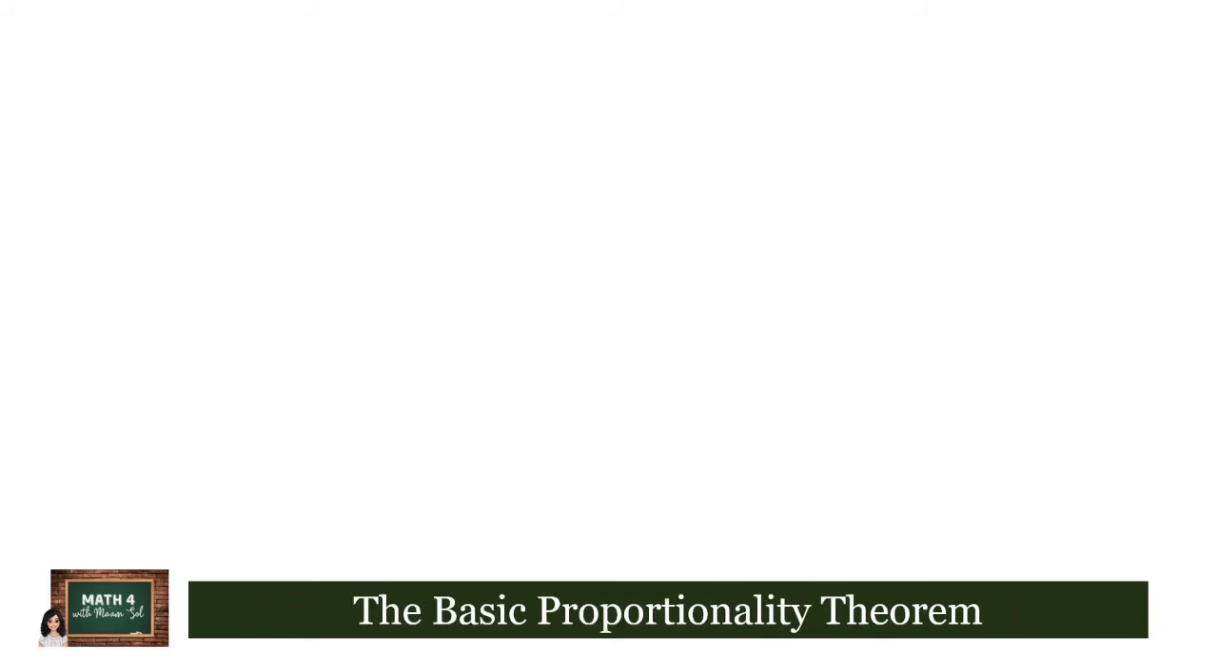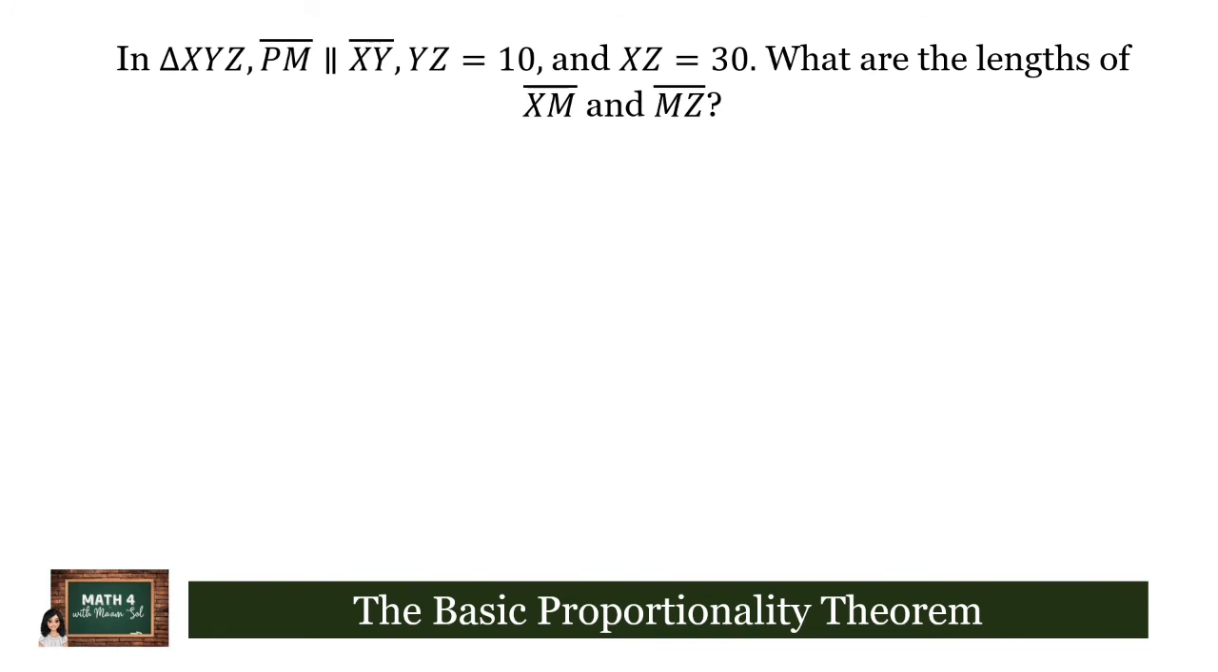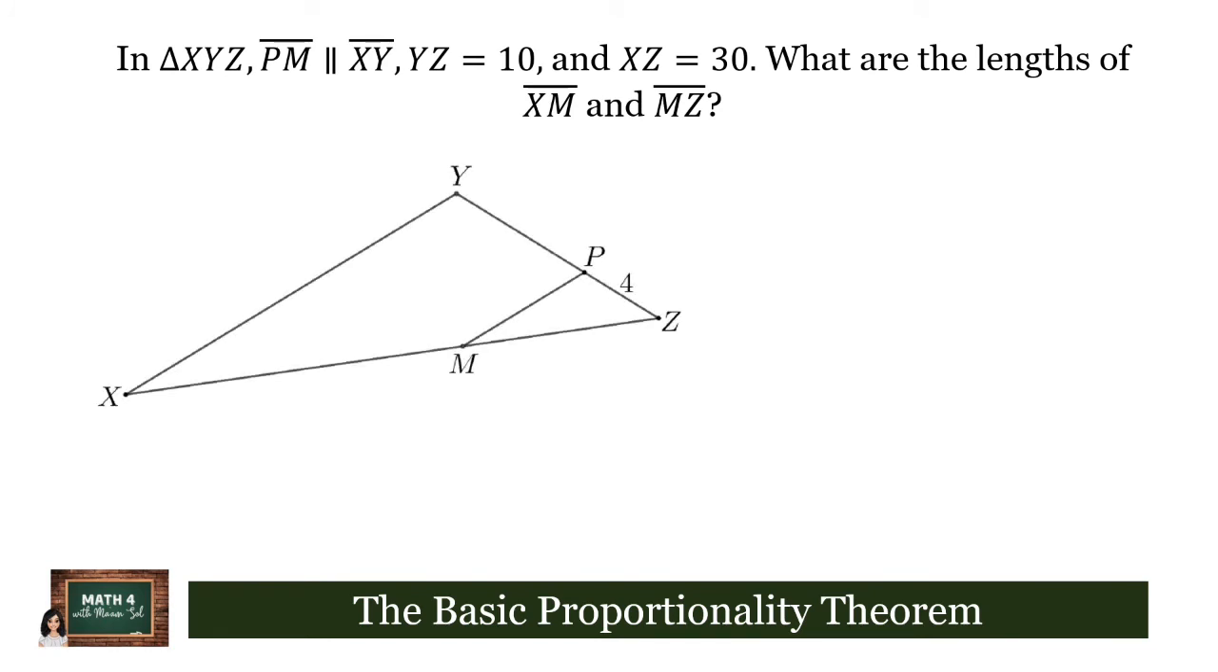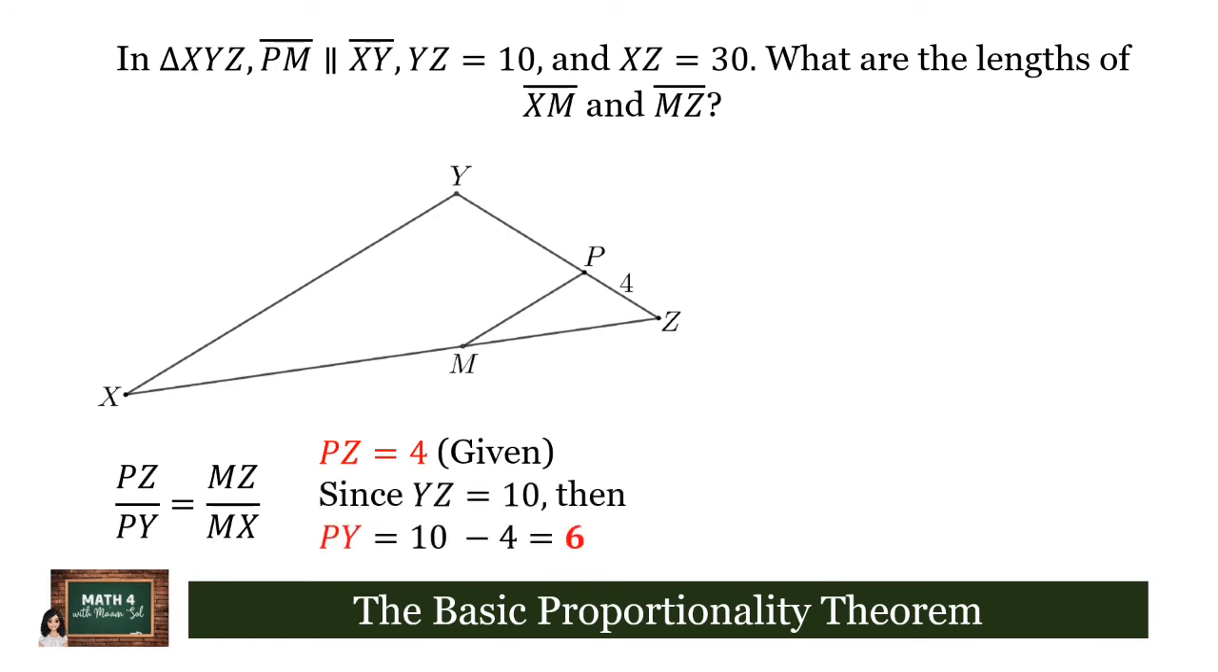Now, let us try to apply the basic proportionality theorem in solving problem number 2 in your module 7.2.2. The problem reads, in triangle XYZ, PM is parallel to XY. YZ is equal to 10 and XZ is equal to 30. What are the lengths of XM and MZ? So from the basic proportionality theorem, we know that PZ over PY should be equal to MZ over MX. Since we were given that PZ is equal to 4 and YZ is equal to 10, then PY is equal to 10 minus 4, which is also equal to 6.